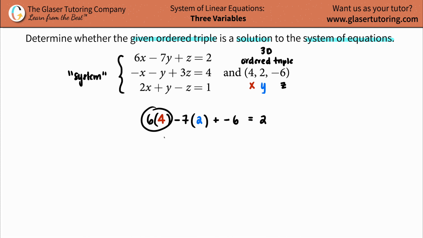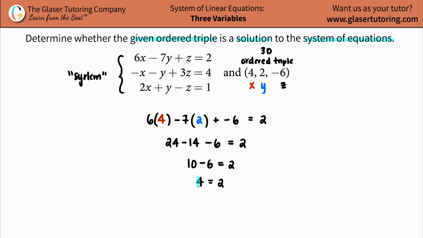Now let's see, 6 times 4 is 24, 7 times 2 is 14, so 24 minus 14. So minus 14, and then plus a -6 is just a -6, and this should all equal 2. So 24 minus 14 is a 10. 10 minus 6 equals 2. Does this make sense? 10 minus 6, what is that? 4 equals 2.